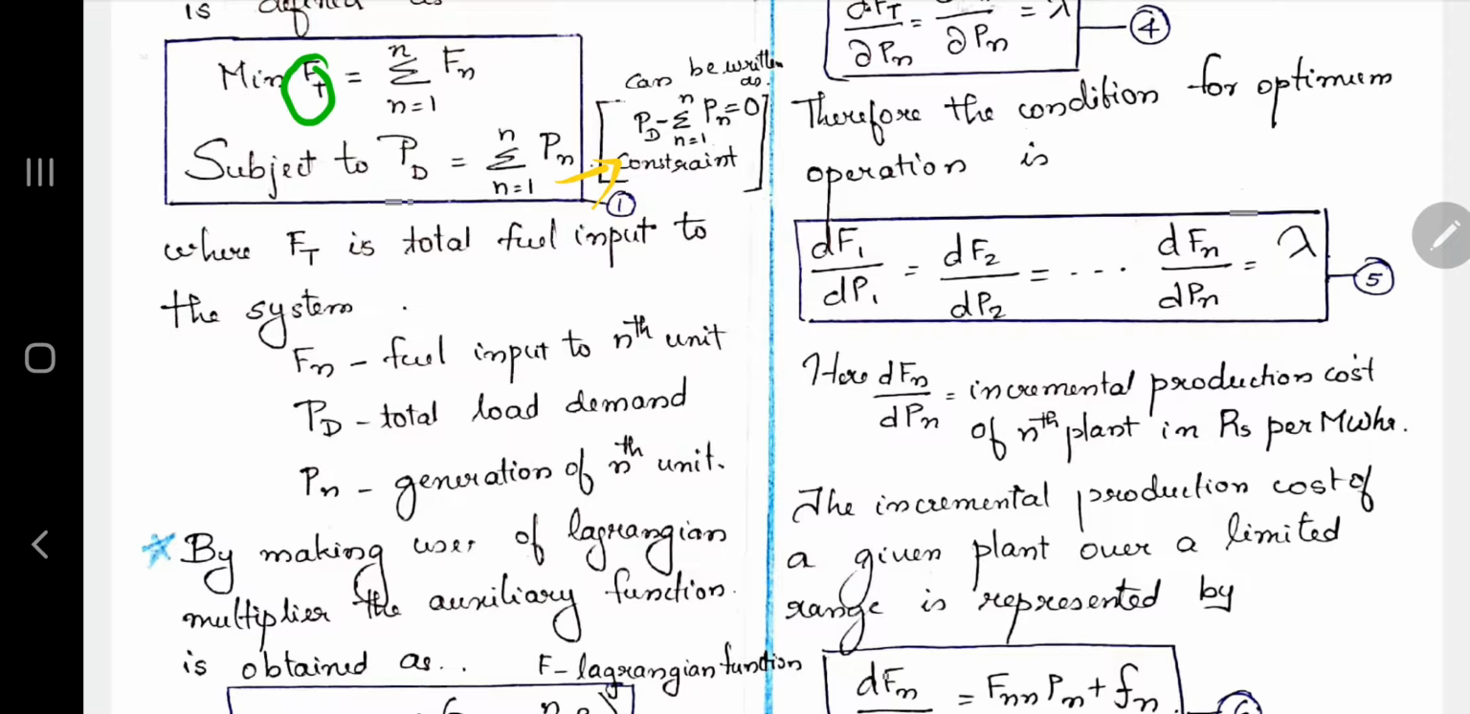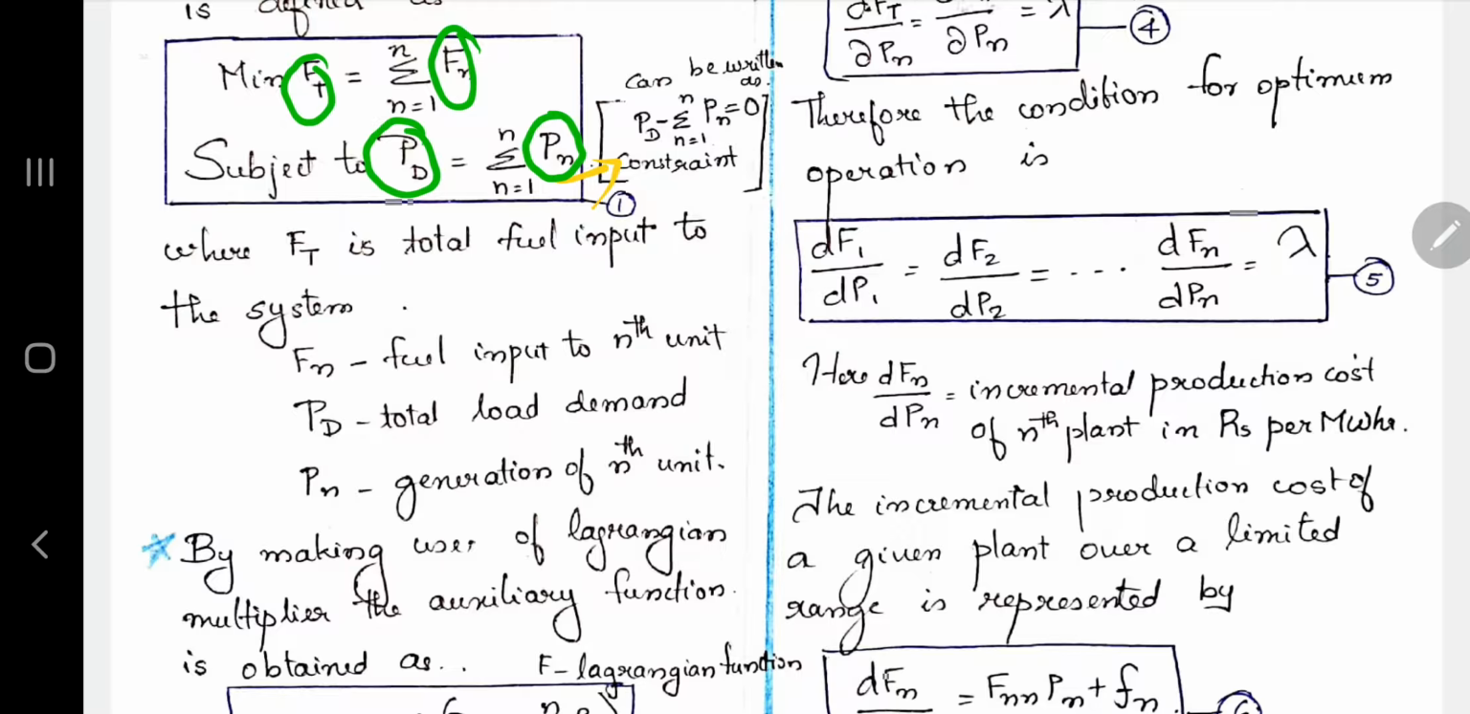Ft is the total fuel input to the system. And what is meant by Fn? Fn is the fuel input to the nth generator or nth unit. Now, what is PD? PD is the total load demand and Pn is the generation of the nth unit.